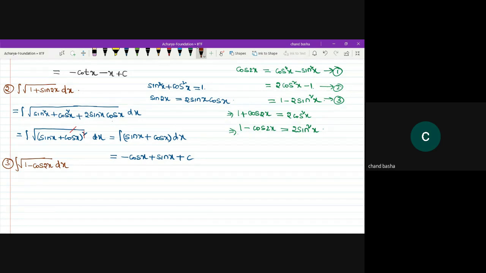So you can make use of this formula. 1 minus cos 2x, I can write as 2 sine square x. That is entirely under the root. So you should take this as under the root of 2 sine square x. These concepts are most important, guys.